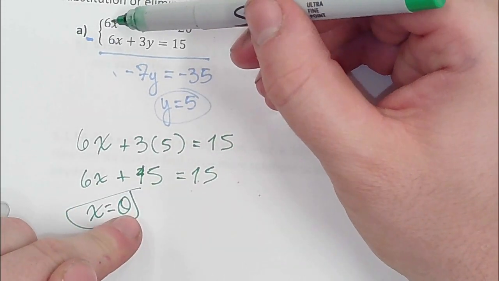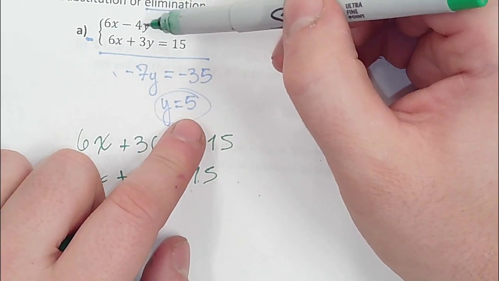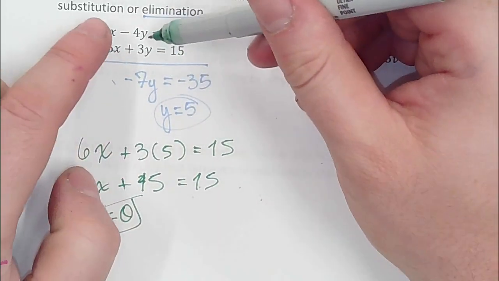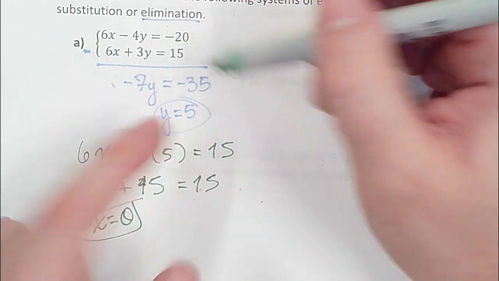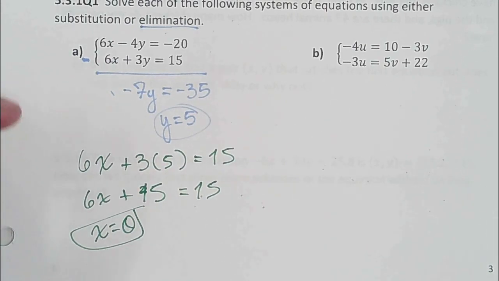If x is 0, this is nothing. 0 times 6 is nothing. And then y is 5, we get negative 4 times 5, which is negative 20. Checking in the bottom equation, because again, we need a solution that works for both. That makes it 0. That makes it 15. 0 and 15 is 15. So elimination can be quick.